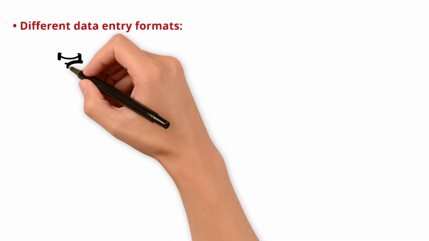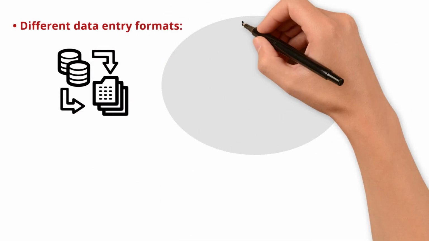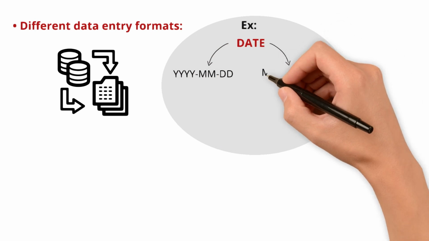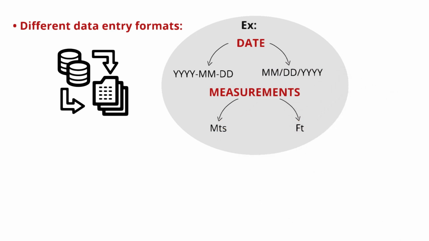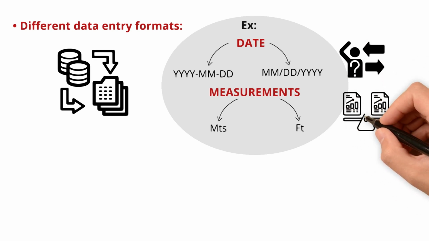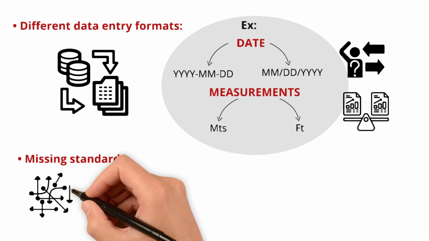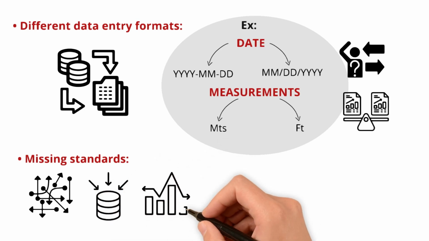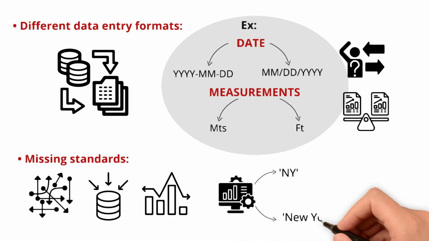Different data entry formats. If data is entered in different formats across various systems, for example, dates in YYYYMMDD versus MM/DD/YYYY, or measurements in meters versus feet, these differences will make it difficult to analyze and compare data accurately. Missing standards. Without clear guidelines for how data should be entered and stored, inconsistencies are bound to arise. For instance, some systems might use abbreviations for states while others spell them out entirely.